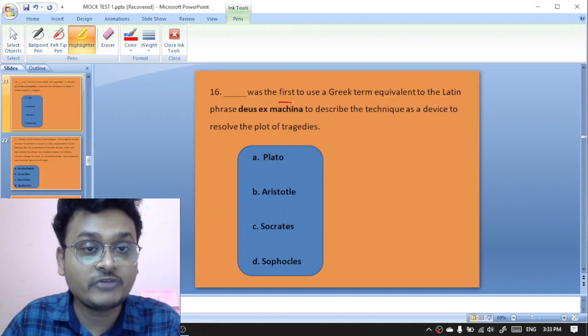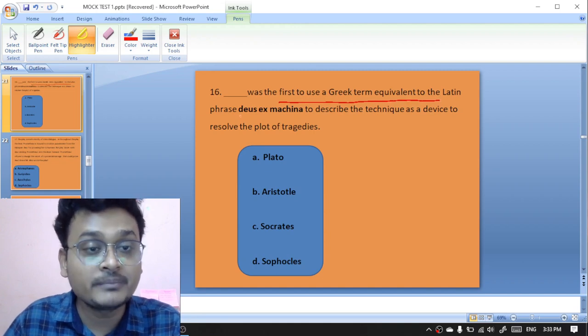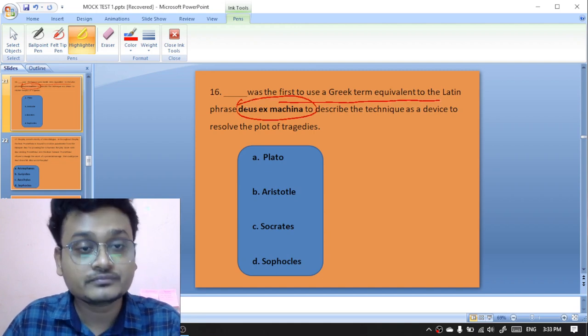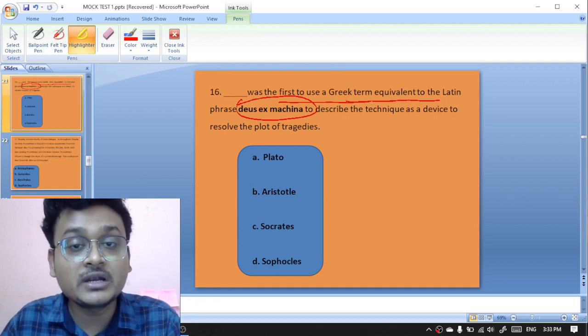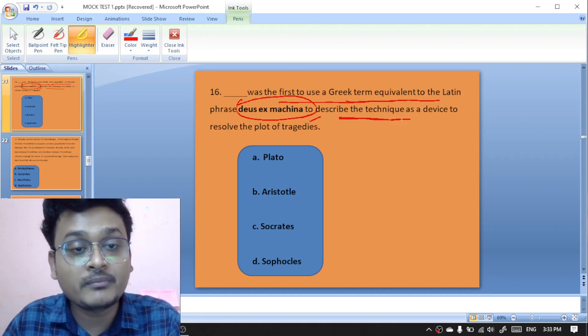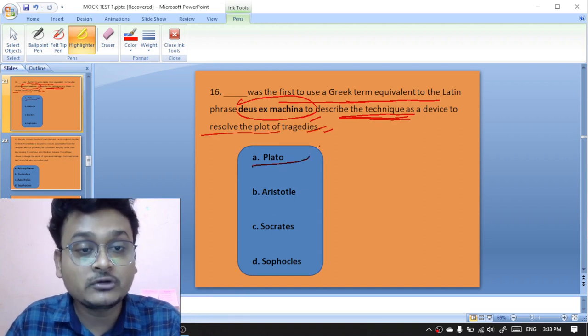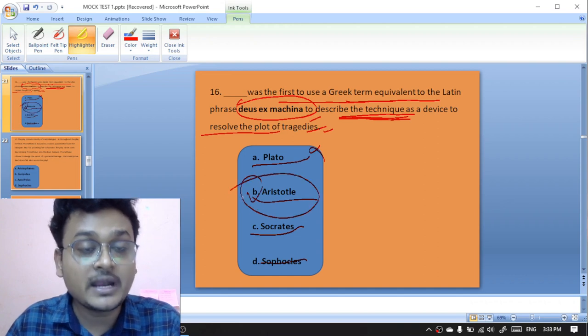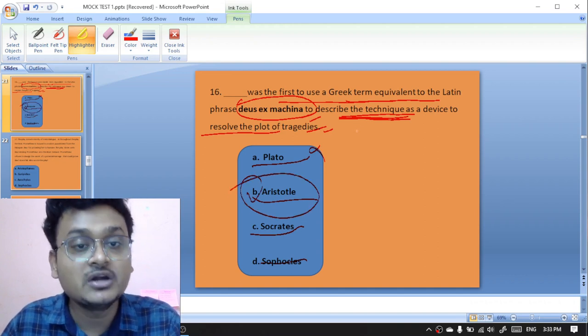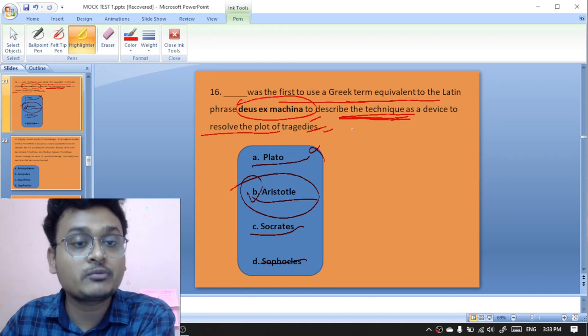Next question. Dash was the first to use the Greek term equivalent to the Latin phrase Deus ex machina. So who was the person that for the first time used the Greek term equivalent to the Latin phrase Deus ex machina, to describe the technique to solve the problem of plot in tragedies? Plato, no. Aristotle, Socrates, Sophocles. So it was Aristotle. Aristotle had for the first time used Deus ex machina to describe the technique as a device to resolve the plot of tragedies.